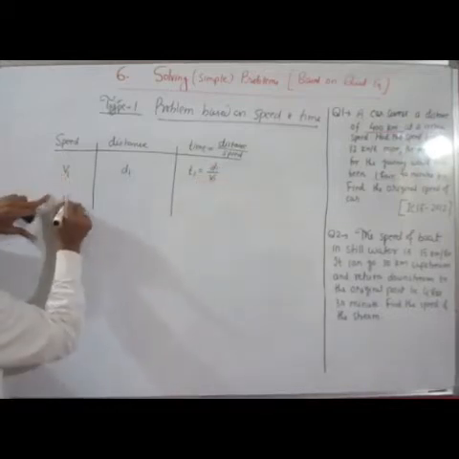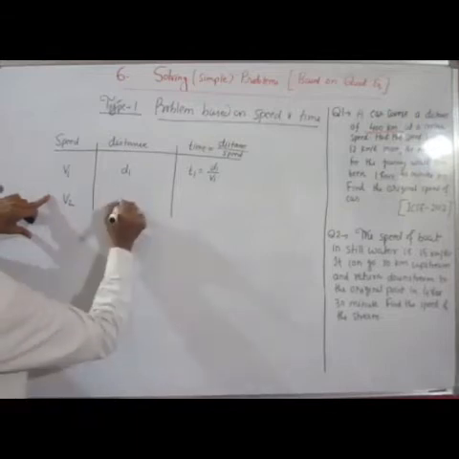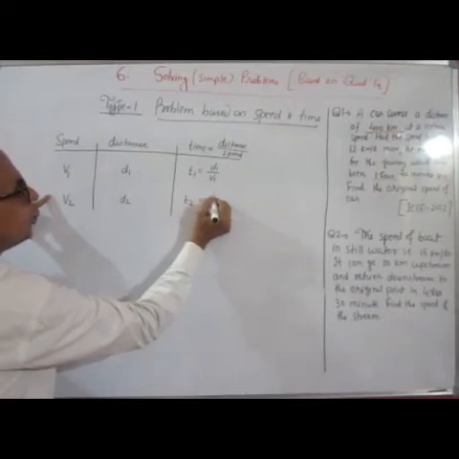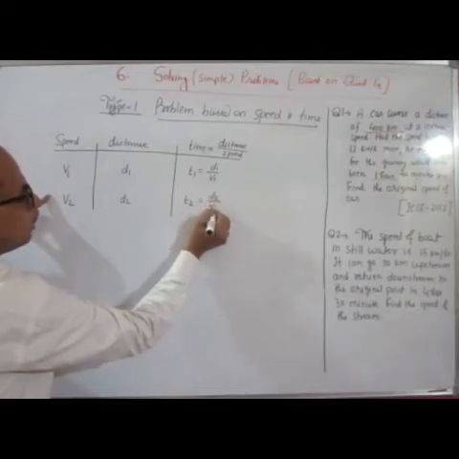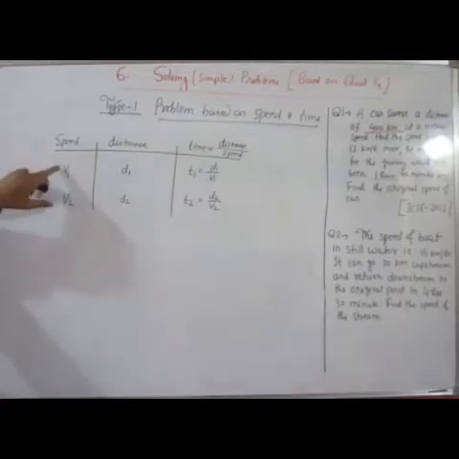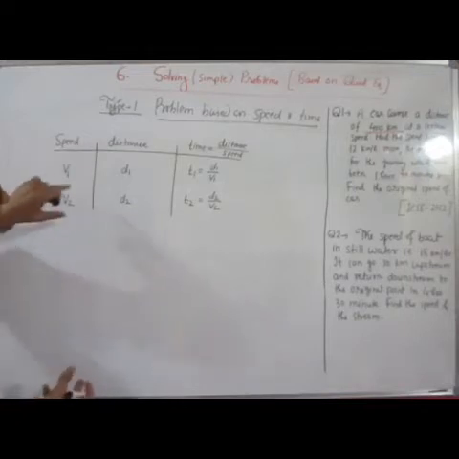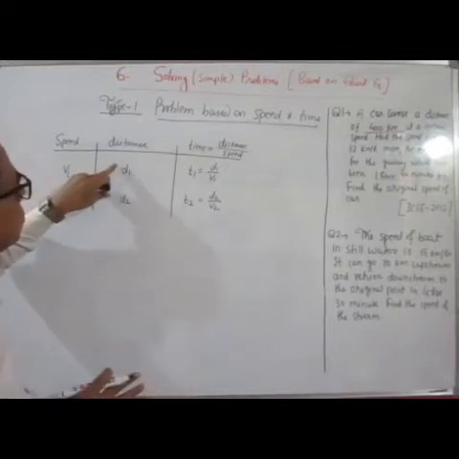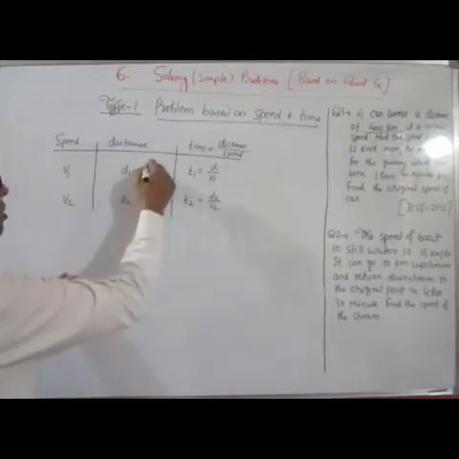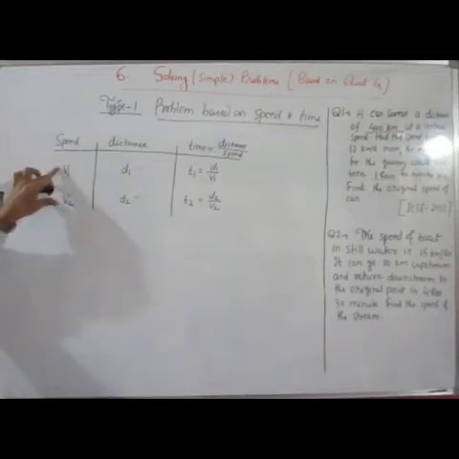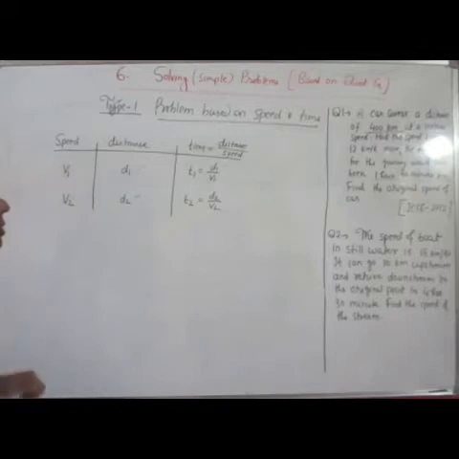Then write the second unknown speed, write the distance here and calculate the time, distance by speed. Now these two speeds will be unknown for you, so you have to write v1, v2 in terms of x. In most questions these two distances will be given, so these two will be known quantities and the two speeds will be unknown quantities.